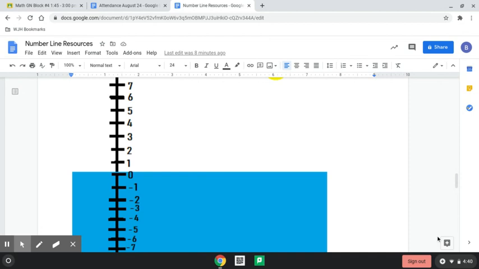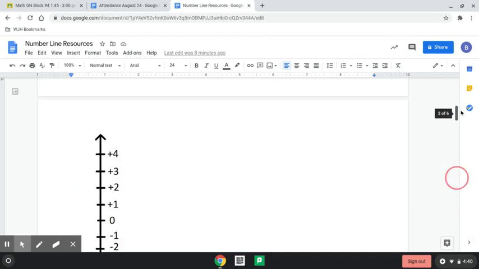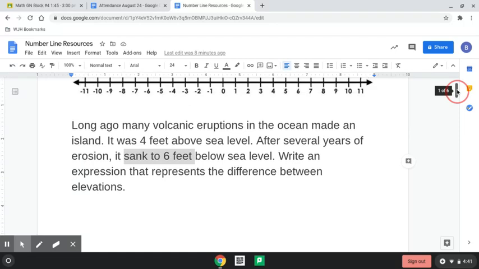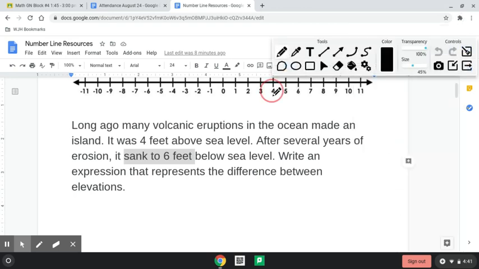So back to our handy horizontal number line up here. Write an expression that represents the difference between elevations. So what we are looking at, to draw another picture, we're trying to find the distance between the +4 it started at and the -6 it ended up at. Now, one thing we could do, just to be sure, is count, because these are small numbers. 1, 2, 3, 4, 5, 6, 7, 8, 9, 10.